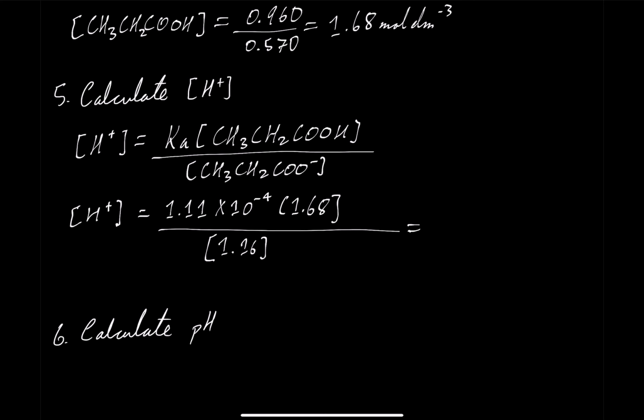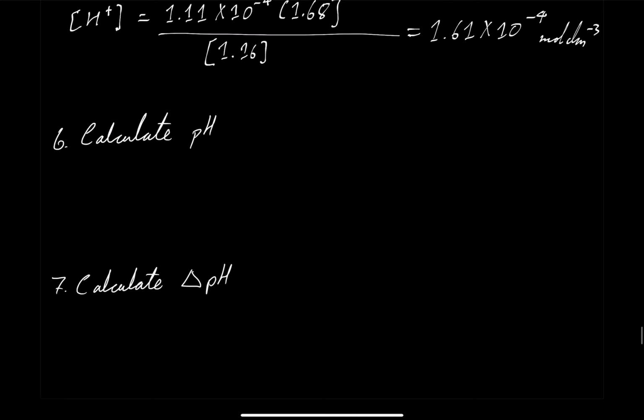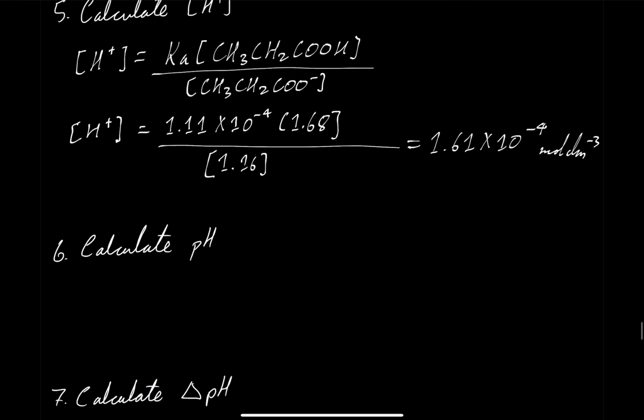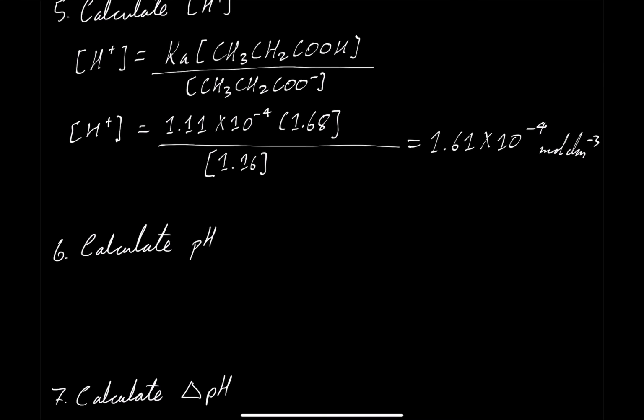Right, so that's going to be 1.61 times 10 to the power minus 4 moles per dm cubed. And that's our H plus concentration. Now we need to work out the pH. We now have the H plus concentration. We now need to work out the pH.